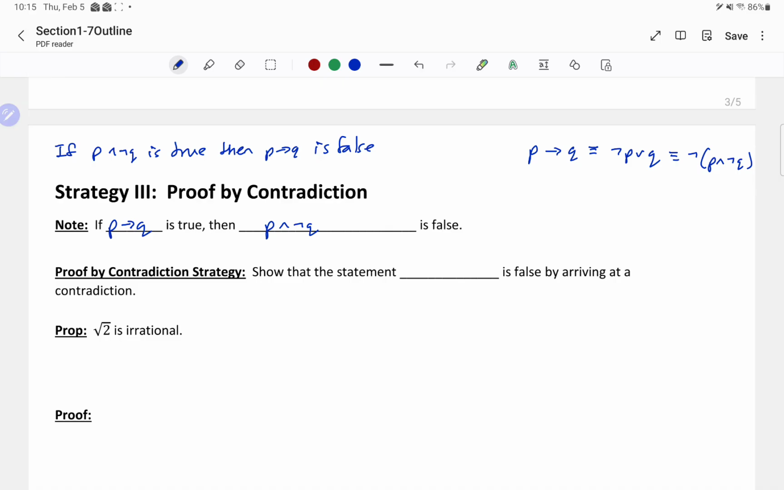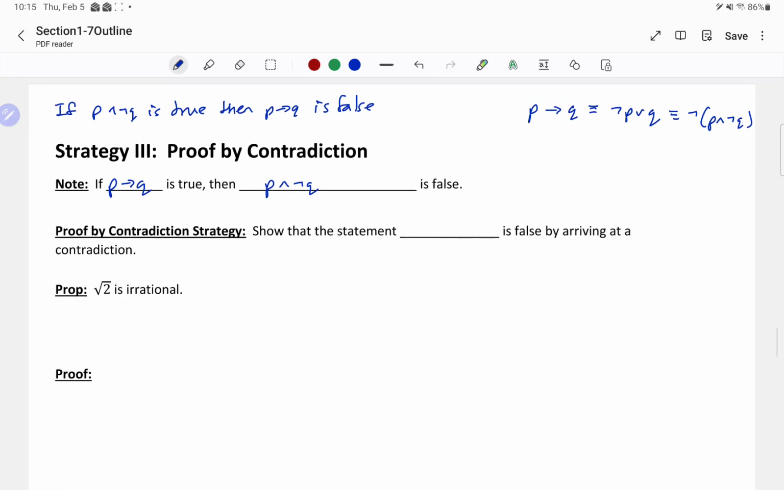So the method we're going to use is called proof by contradiction. Okay? And so what we want to do is show that P and not Q is false by arriving at some sort of contradiction, something that can't possibly be true. So we reason through logical steps, and eventually we get to a statement that cannot possibly be true.